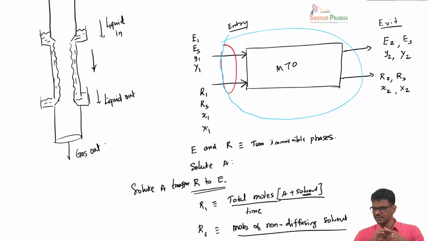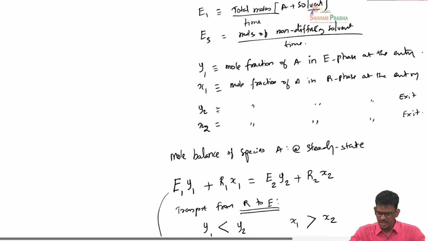One answer: R2 is lesser than R1. All of you agree? Do you have another answer for this? This has to be clear. And if I ask the same question about E1 and E2, E2 would be larger than E1. Again, we are thinking intuitively about mass balance. This is very important.